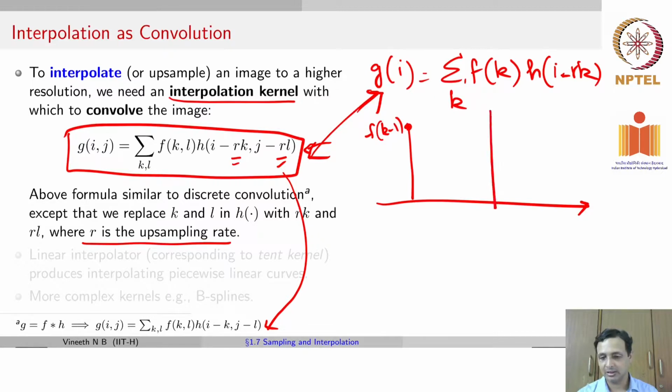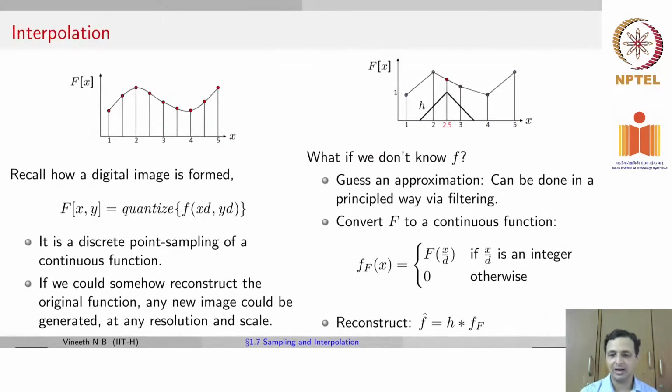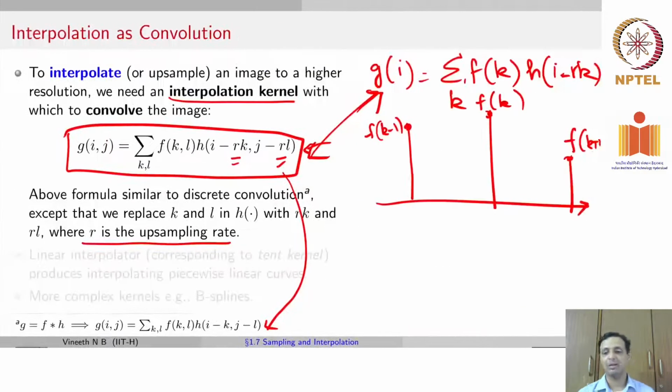Let's say there's another signal f of k, and there's another signal here f of k plus 1, so on and so forth. This is very similar to what you saw on the earlier slide, right? So I just drew lines such as these to represent the various values of f that I have with me. That's my input image, which I want to increase the resolution of.